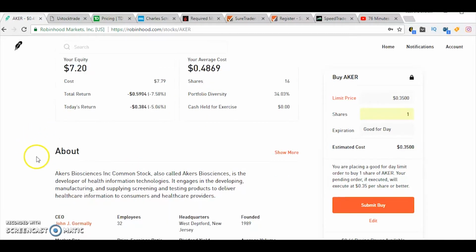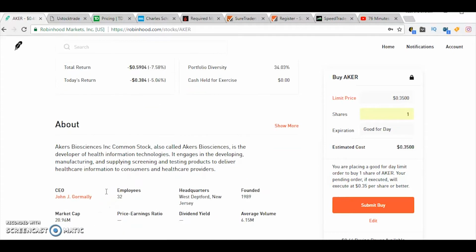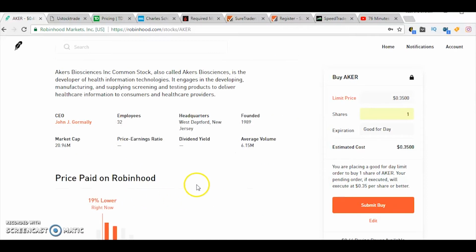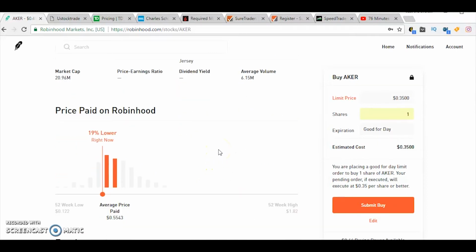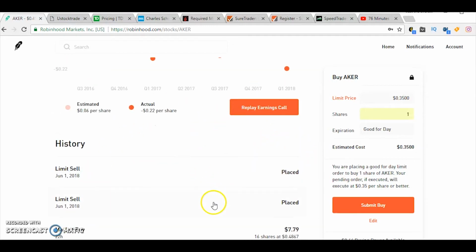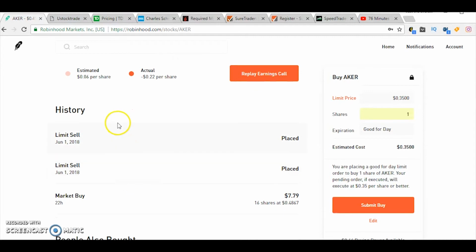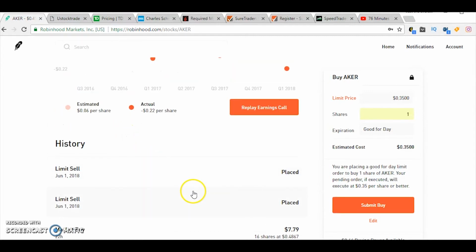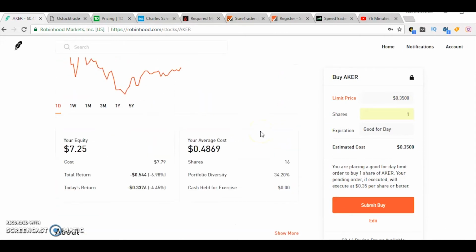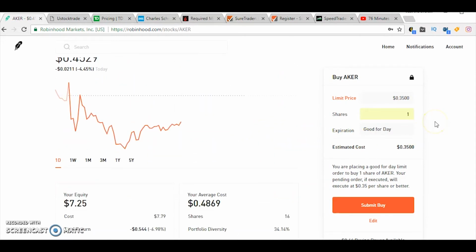Then it also gives you a little bit of quick information about that certain stock, nothing too serious. It actually goes on to show their earnings, if they're beating or missing, and then it shows you your history of what you did. Just a little information, quick facts. It's designed to be a fast and easy platform, which is great.